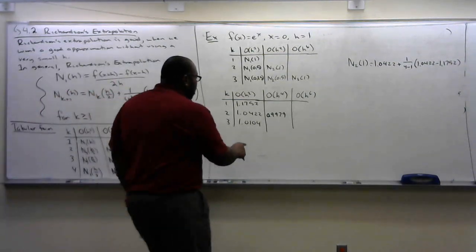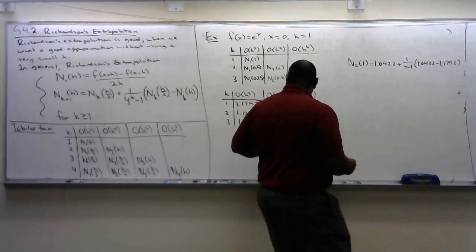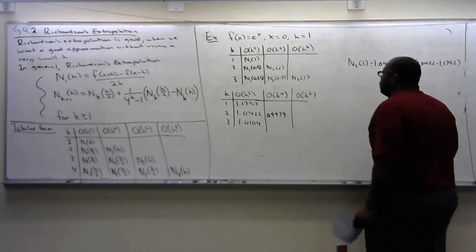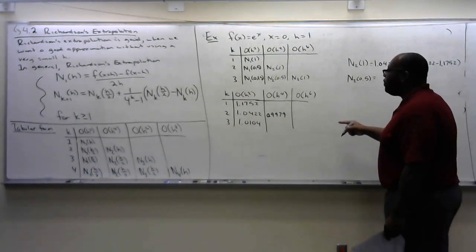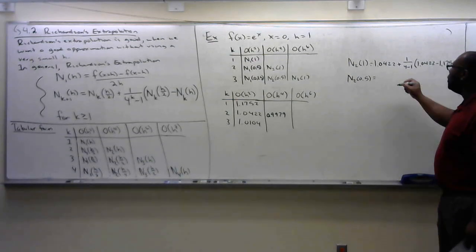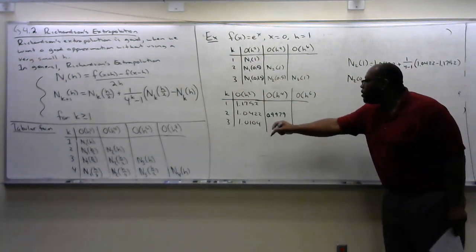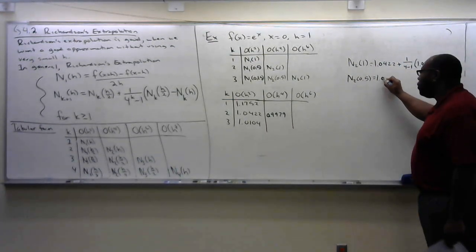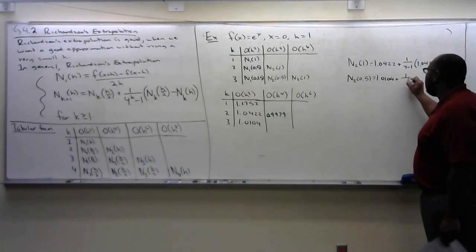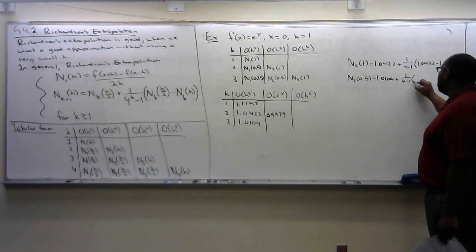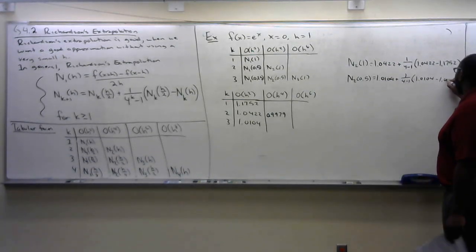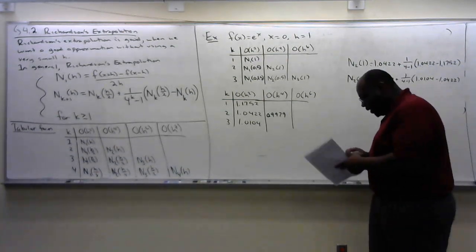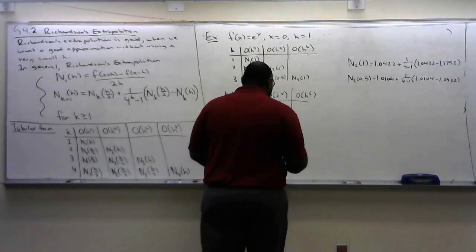And to get this term right here, n sub 2, 0.5, I do the same thing. I'm going to have the same weight, so the only thing I'm doing is changing numbers. So I'm going to have 1.0104 plus 1 over 4 minus 1, which is 3, times 1.0104 minus 1.0422. And we know that that is equal to 0.999.